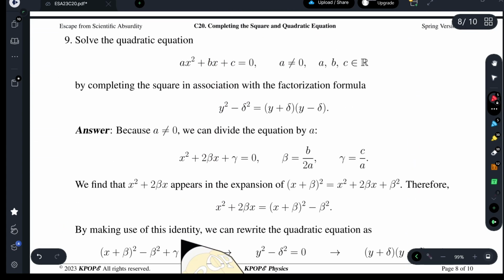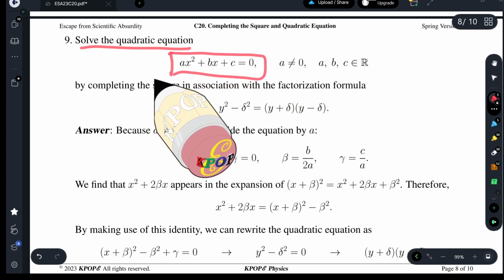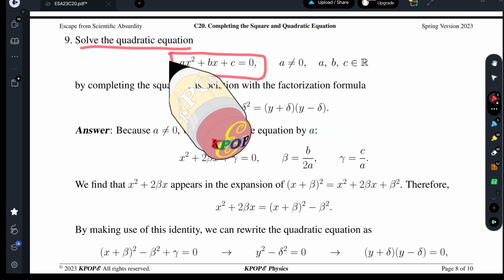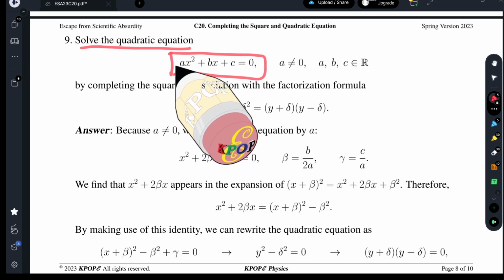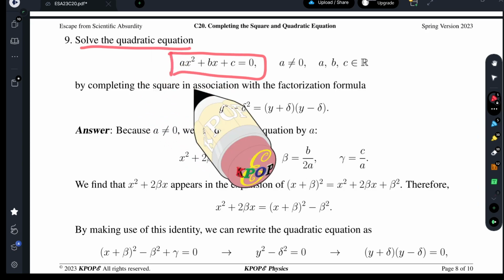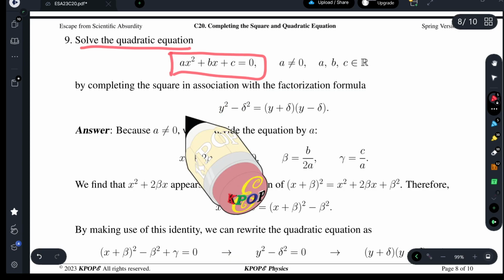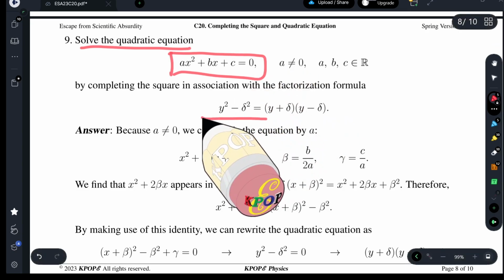Now we solve the quadratic equation we are very familiar with. Alpha is non-zero, so that the square term survives to make a quadratic equation, not a linear equation. We'd like to transform this equation by completing the square to simplify it into this kind of form.